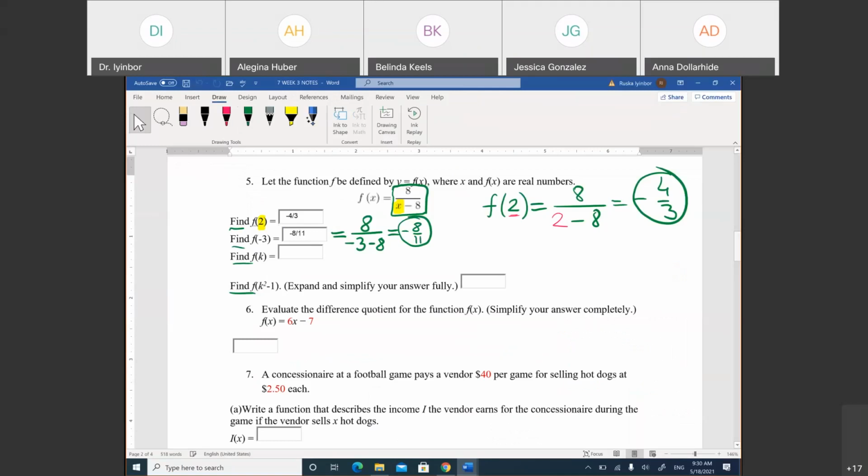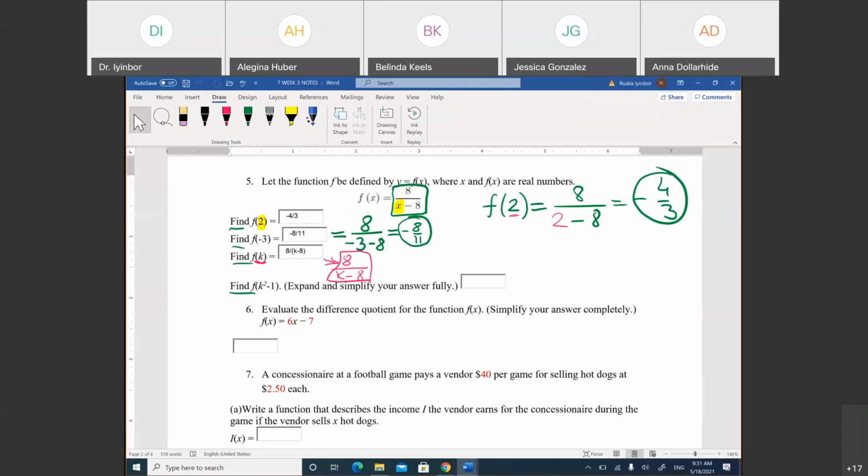Okay? And then the next one is f of k. So here we don't have a number, so we're not going to use the calculator. We're just going to rewrite the function, and instead of x, you're going to change it to k. So my answer is going to be 8 over k minus 8. That's your answer. Just replace x with k. Okay? So far, so good? I'm going to put it like that.